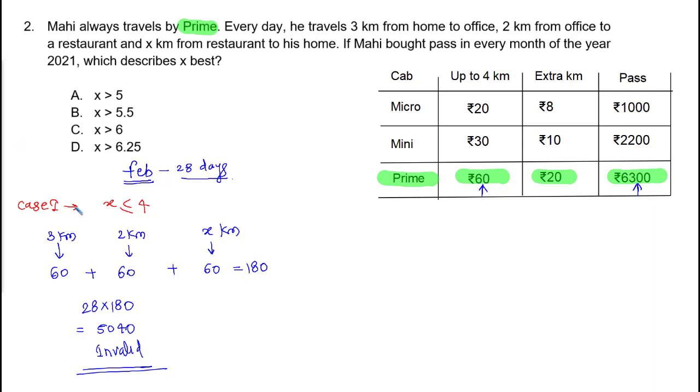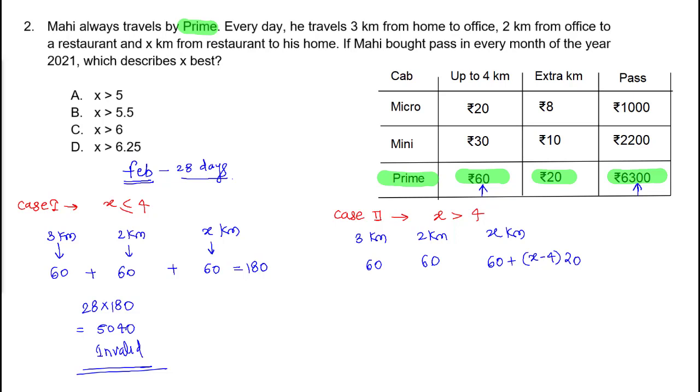Now let's have a look at case number 2, everyone. In case number 2, we are going to consider the value of X greater than 4. First 3 kilometers, next 2 kilometers, and next X kilometers. Here the charges are 60 rupees. For 2 kilometers also 60 rupees. Out of these X kilometers, for the first 4 kilometers the charges are 60 rupees, and for the remaining X minus 4 kilometers, every kilometer costs 20 rupees. If the first case is invalid, then the second case has to be valid.